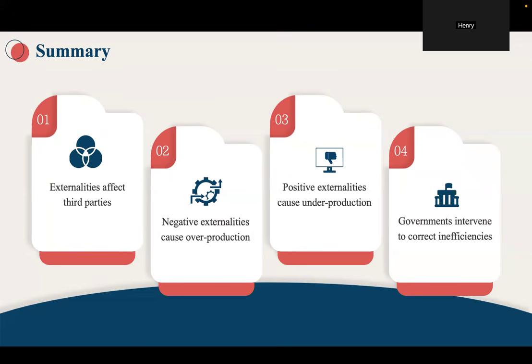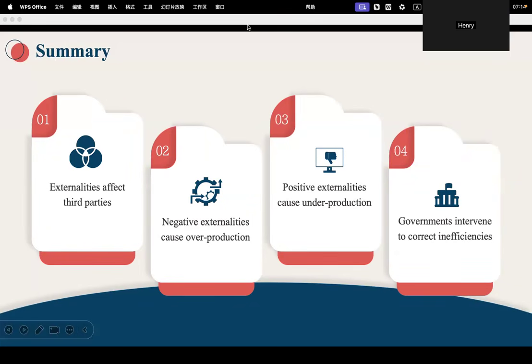The key takeaway is this. Markets often fail because they ignore wider social effects. Externalities are one of the most important reasons why. Understanding them allows us to analyze real-world issues like pollution, education, and public health, and evaluate whether intervention improves welfare.